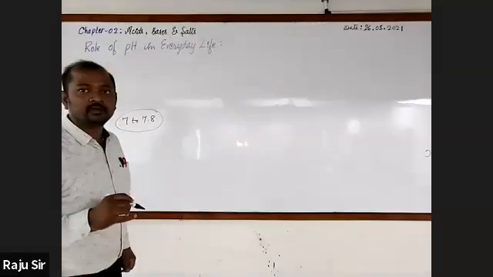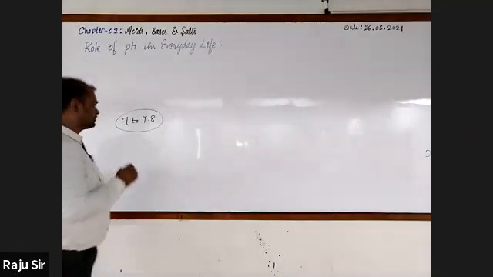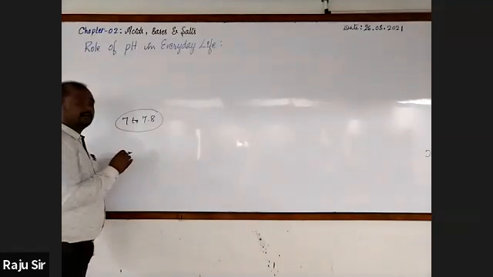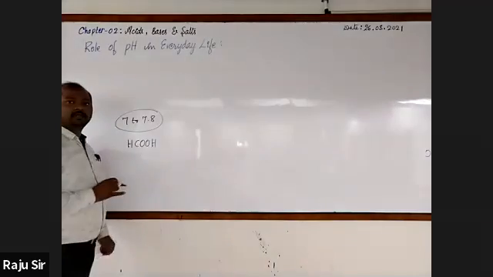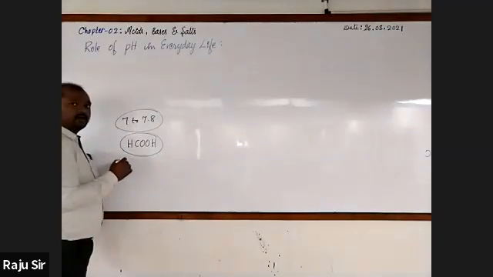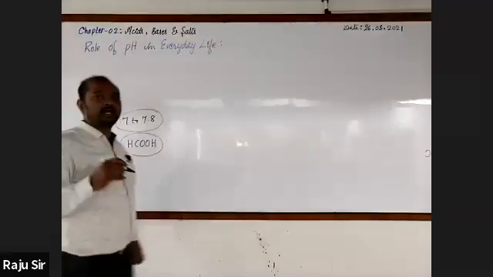CH3, HCOH. HCOOH. It is methanoic acid, also called formic acid.